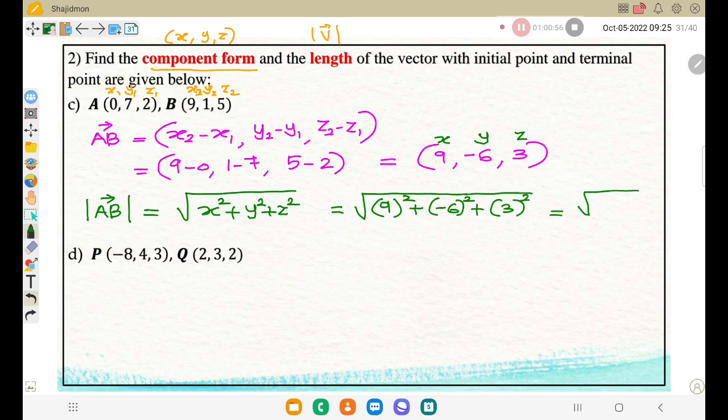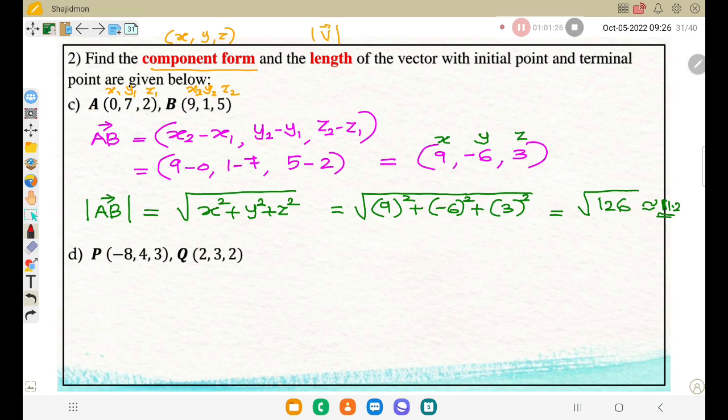You can check these numbers in your calculator. 9 power 2 means 81. Correct? 6 power 2 means 36. 3 power 2 means 9. So we will get root of 126. I hope it is clear to you. 3 root 14, otherwise 11.2 approximately. 11.2. Okay. Now go to the next question.